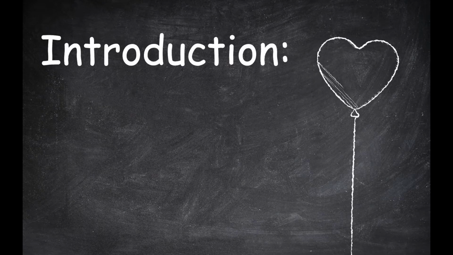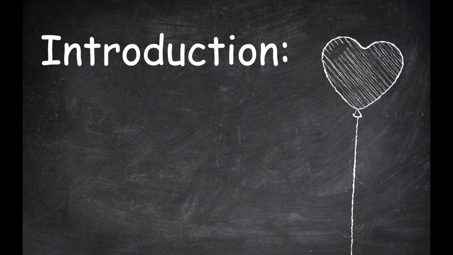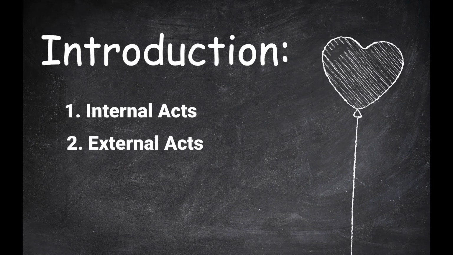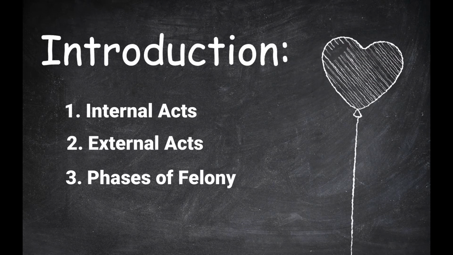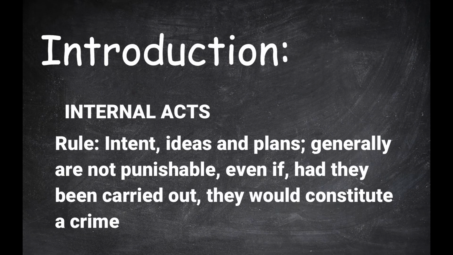In this video, I will be discussing the stages of execution or commission of a crime. Before I discuss the stages of execution, I will discuss the following concepts first: internal acts, external acts, and phases of felony. Internal acts. As a rule, intent, ideas, and plans generally are not punishable, even if, had they been carried out, they would constitute a crime.